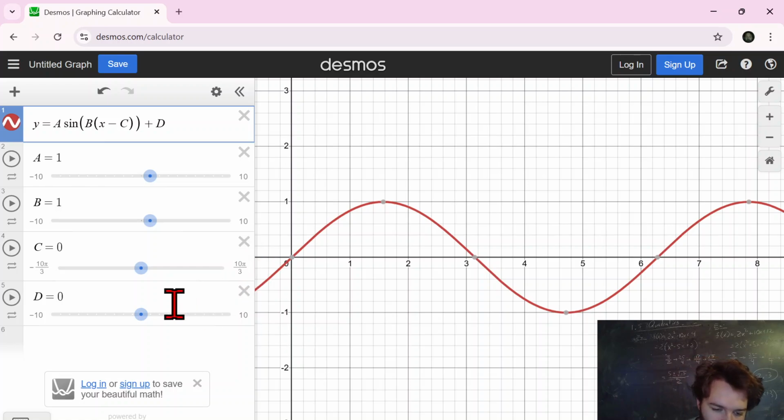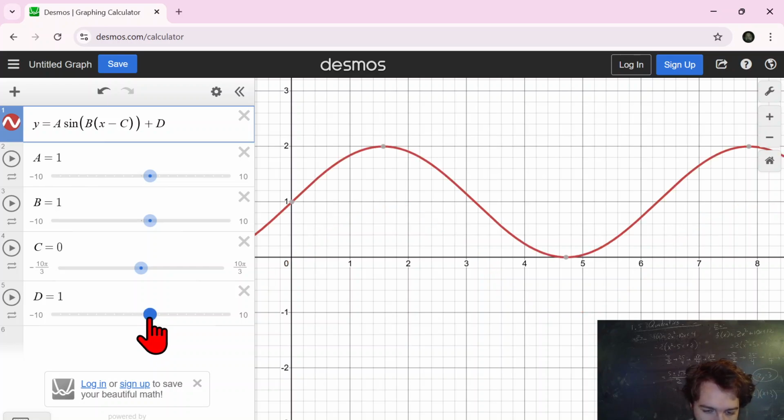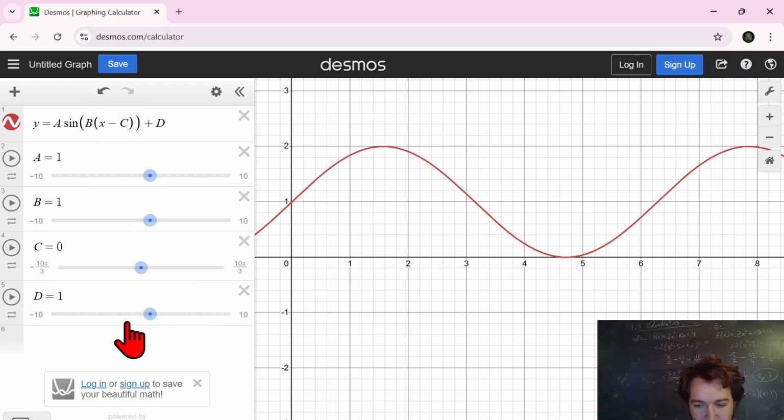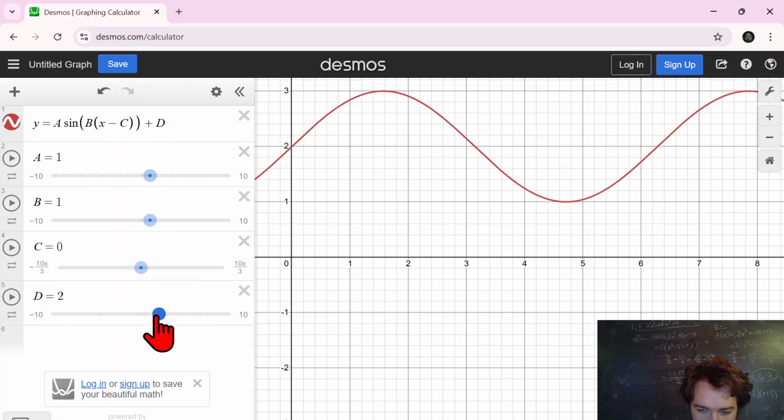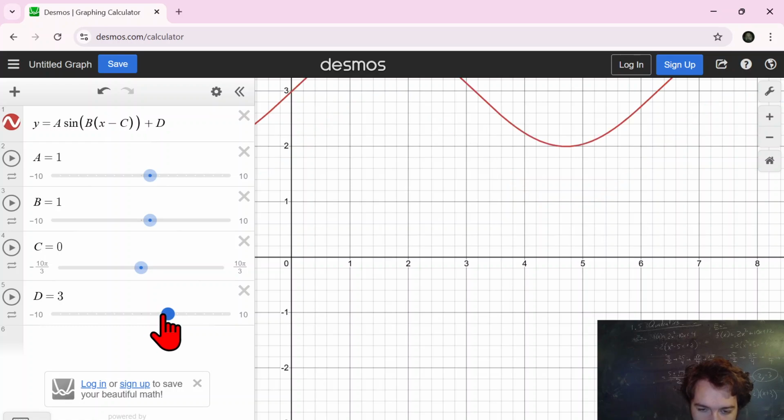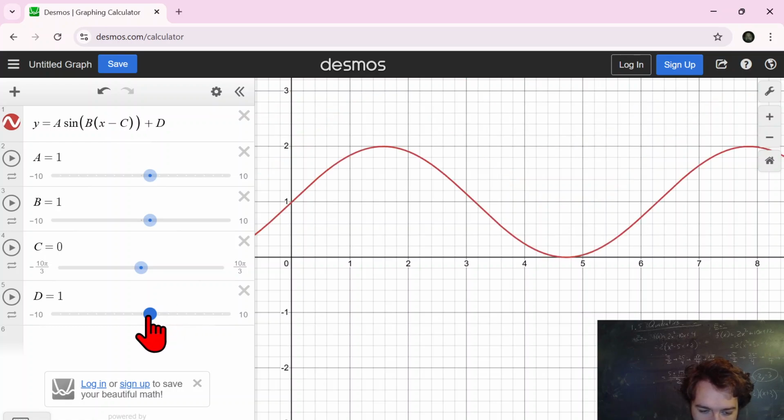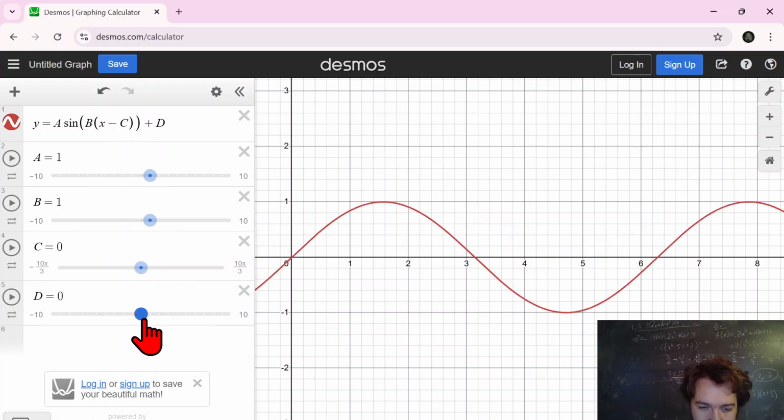When I start applying a value to d, like 1, you see that the midline itself gets shifted up, and by extension, the sine wave gets shifted up by 1 unit. So the new midline is now y equal to 1. If I set it to 2, the new midline is now y equal to 2, y equal to 3, y equal to 4, and this matches very well with what we know about vertical shift from a college algebra class.